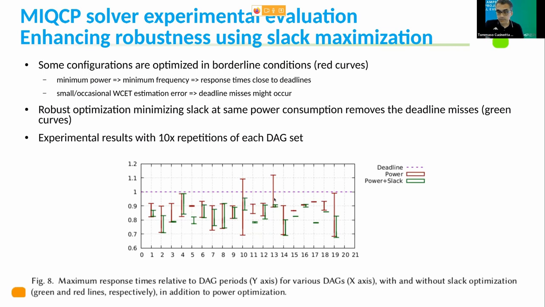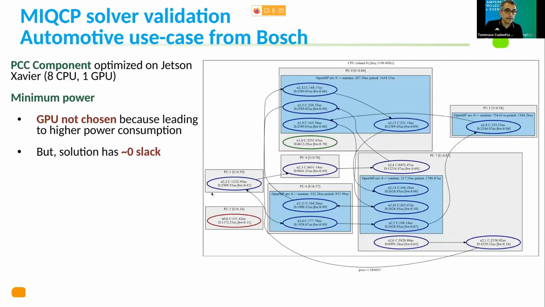However, what we can do is to also use a second mode for our optimizer, which is, given the power consumption, to optimize the scenario for maximizing the relative slack. And this is the green curves in this plot. So the green curves are the same scenarios with optimized relative slack. Repeating the same experiment, we have on average the same power consumption, but a better behavior in terms of how far we stay from missing deadlines. Okay, so this is roughly an experimentation.